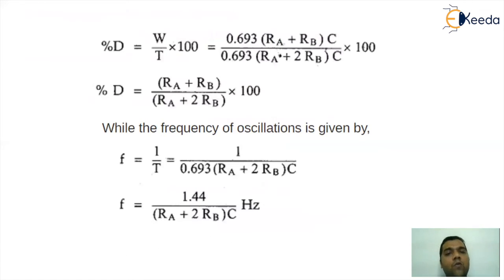So now once we have the duty cycle equation as (RA plus RB) divided by (RA plus 2 RB) into 100, I can also calculate the frequency, which is going to be the inverse of the time period. The time period of the pulse, we have already got as 0.693 (RA plus 2 RB) into C. When you take the inverse of that, we will get the value of frequency in hertz.